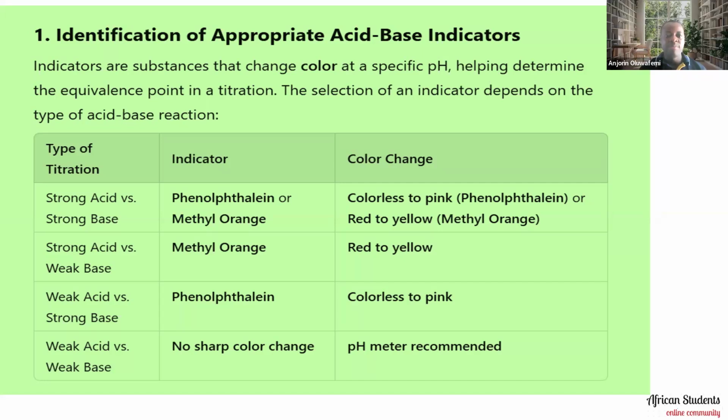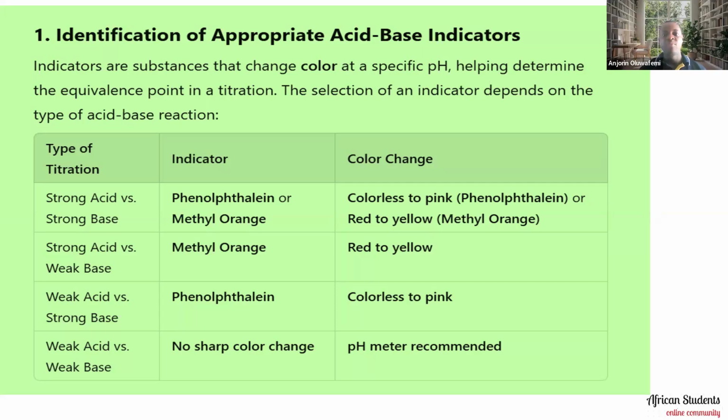Now look at this table. Strong acid versus strong base. If you want to do that kind of titration, you can use either phenolphthalein or methyl orange. The color transition for phenolphthalein is from colorless to pink. For methyl orange, it is from red to yellow. Now when you want to do a titration between a strong acid and a weak base, the most appropriate indicator is methyl orange.